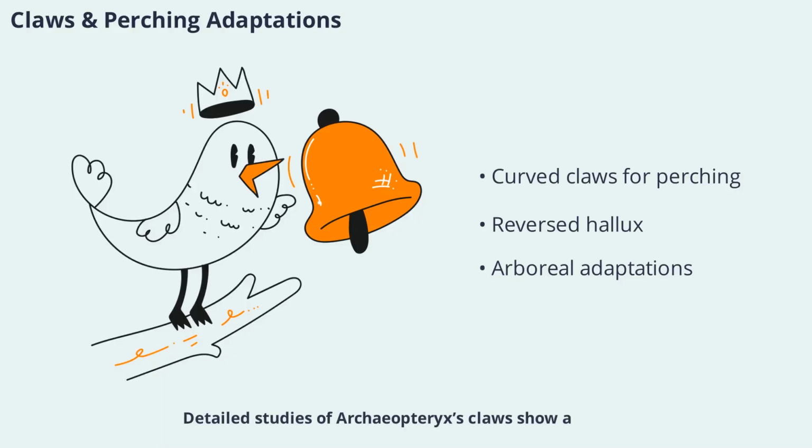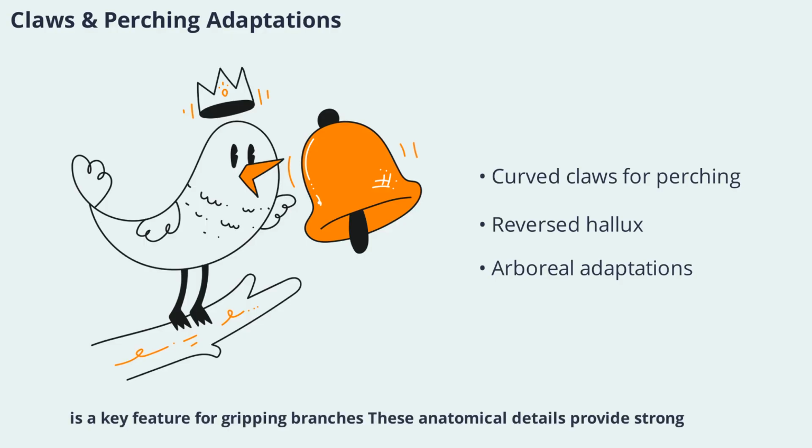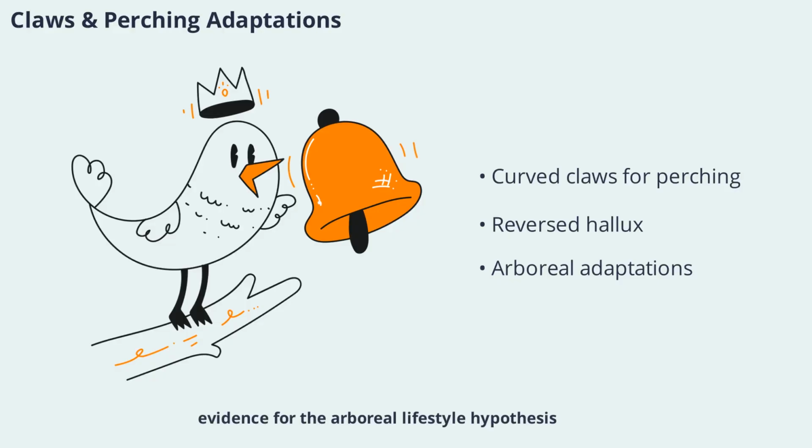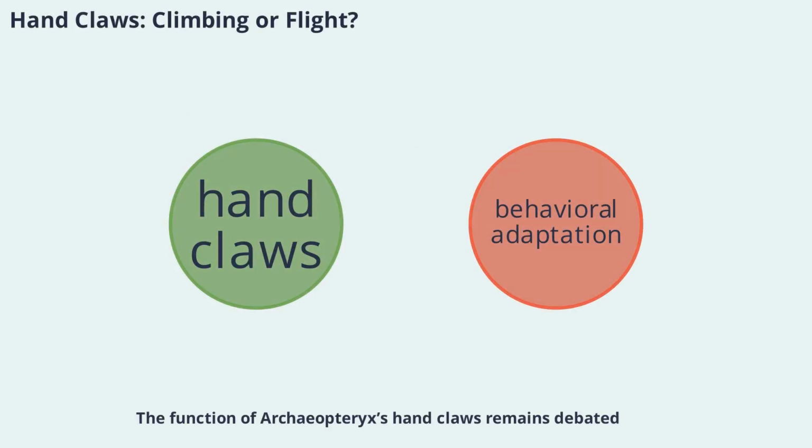Detailed studies of Archaeopteryx's claws show a curvature similar to that of modern perching birds, suggesting adaptations for life in the trees. The reversed first toe, or hallux, is a key feature for gripping branches. These anatomical details provide strong evidence for the arboreal lifestyle hypothesis, though some paleontologists remain skeptical, pointing to similarities with ground-dwelling dinosaurs.